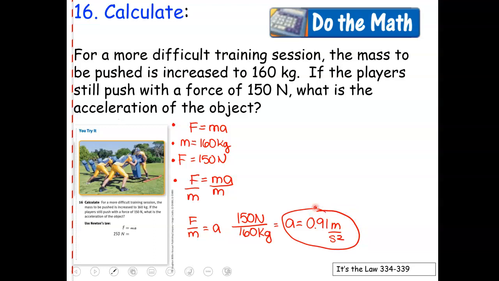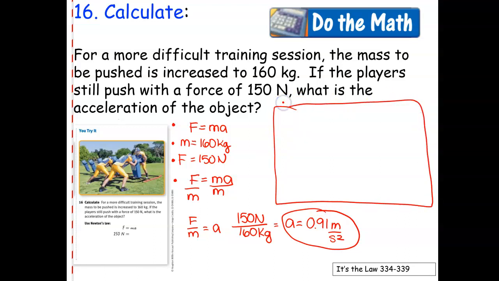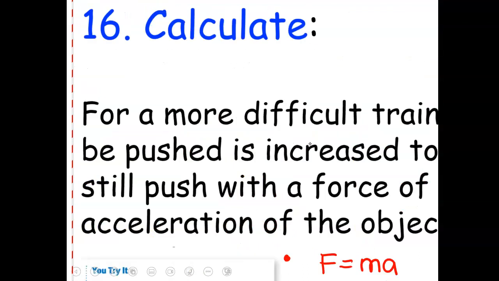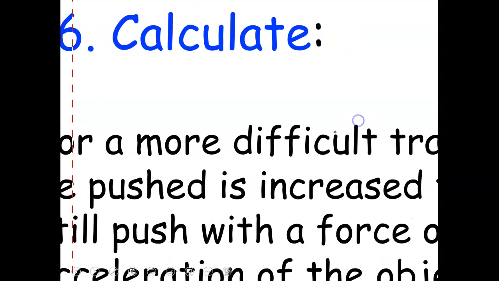So if you want to see how that works out in terms of algebra, to see how those units cancel out, we'll do that up here. So we have our force, which is 150 newtons, equals 160 kilograms times acceleration. So we know that we can change this unit, break it down to kilograms times meters per second squared.